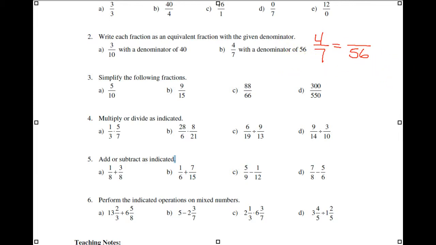So again, we're wondering, what do we multiply this by? Some form of 1 to make our denominator 56. So it'll be 8 over 8. So 4 times 8 is 32. And 7 times 8 is 56. So that is that one.